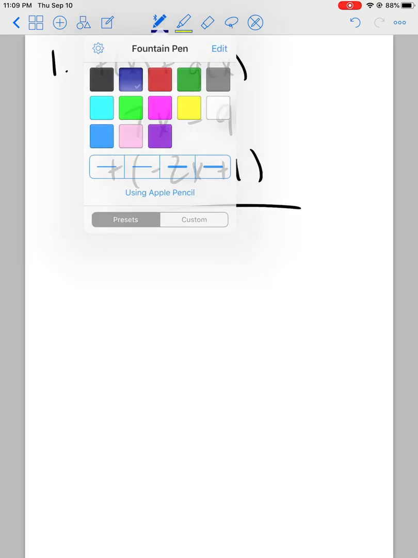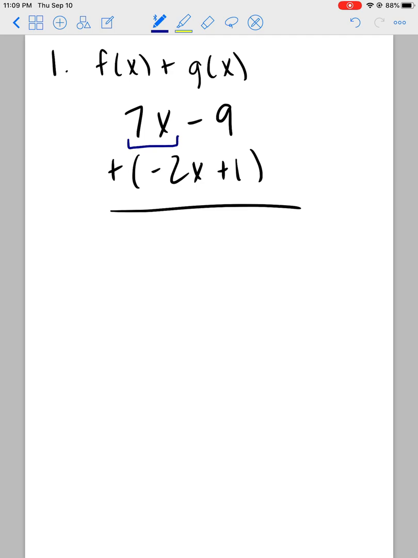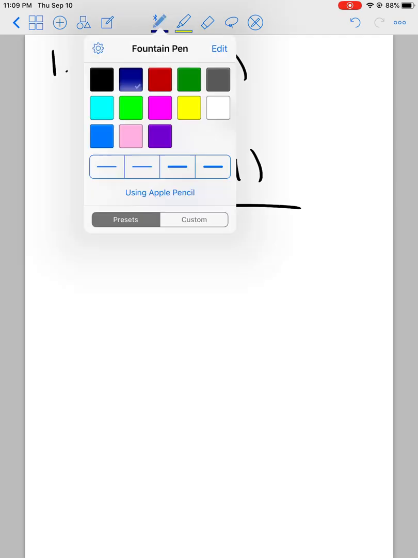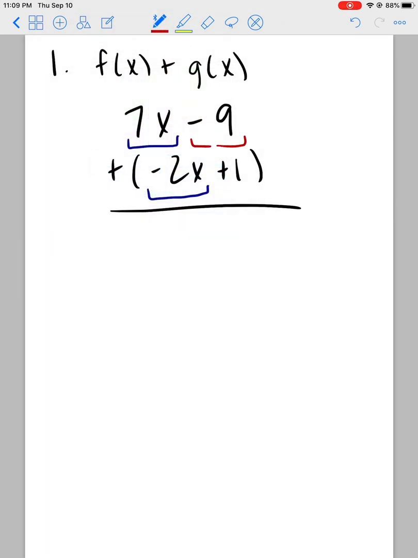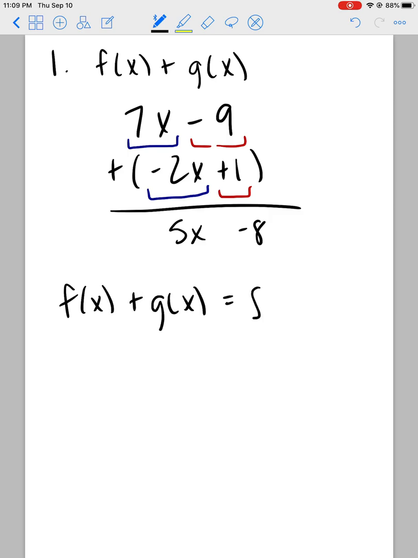So we can combine our like terms. So we have 7x and negative 2x, and negative 9 and a positive 1. So negative 9 plus 1 is negative 8, and 7x plus negative 2x is 5x. And you can also say that is just 7 minus 2x. So the answer for number 1 is f of x plus g of x equals 5x minus 8.